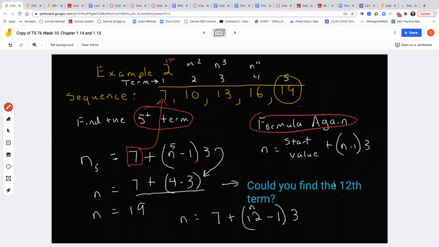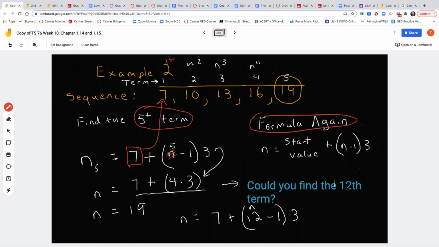Minus 1 times, how much is it changing each time? By 3. That is the added number each time is 3. So I'm going to now cross this out here so it just doesn't confuse me. 5 minus 1 is 4 times 3 is 12. Okay. Plus 7 is 19.